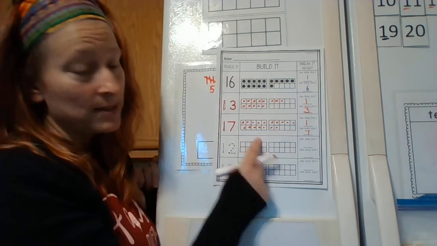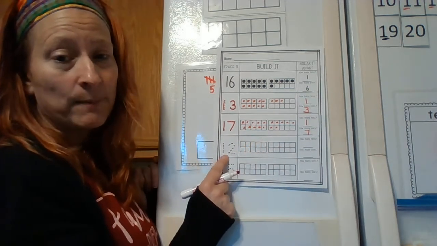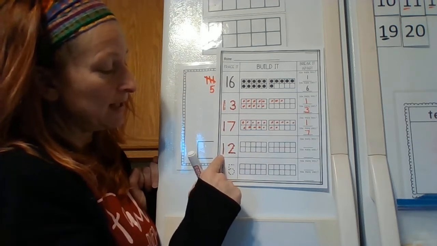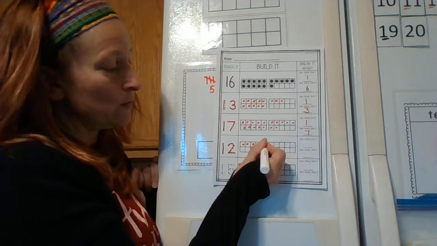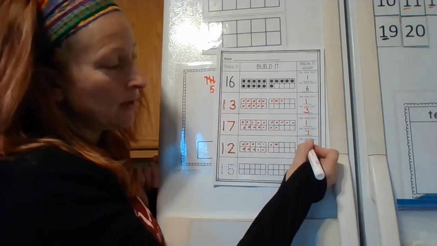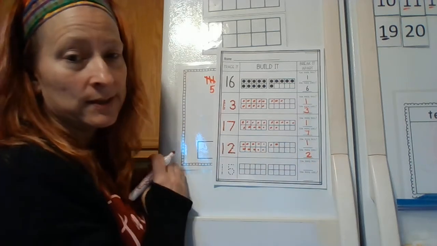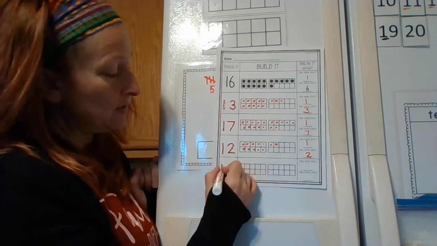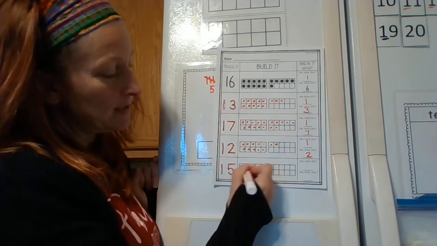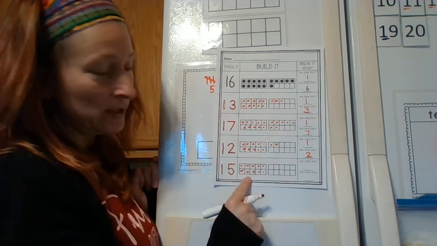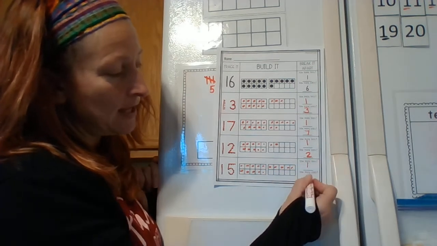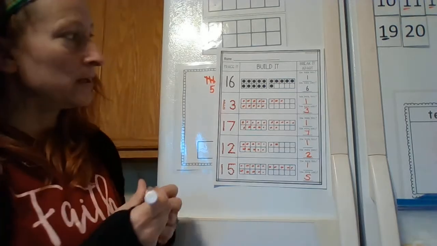My number is 17. Okay, number 12, trace it, build it, knowing I need a 10 frame full, and I need 2 ones, and write 1 ten, 2 ones. Last one is 15. I trace it, a 1 and a 5. Fill in my 10 frame because I need 1 ten. And then 1, 2, 3, 4, 5. I have 1 ten and 5 ones.